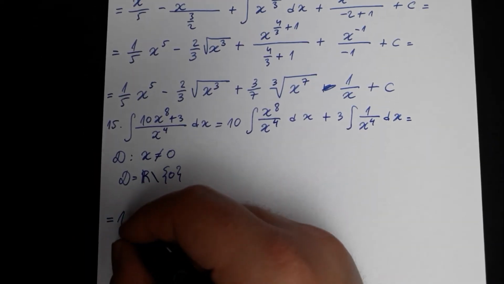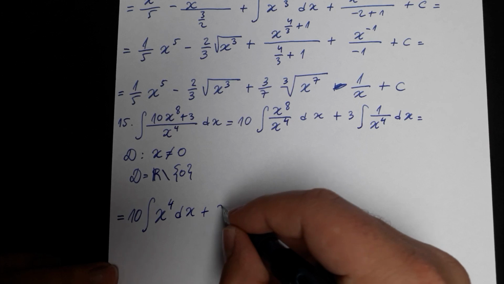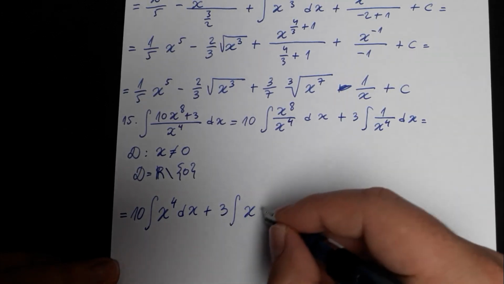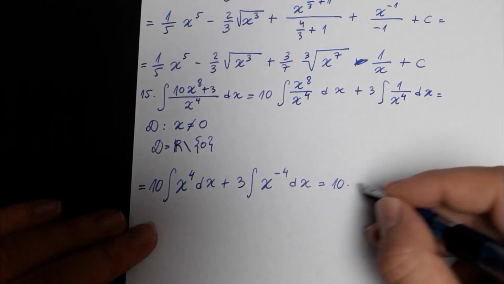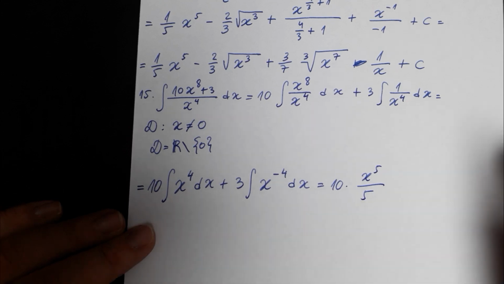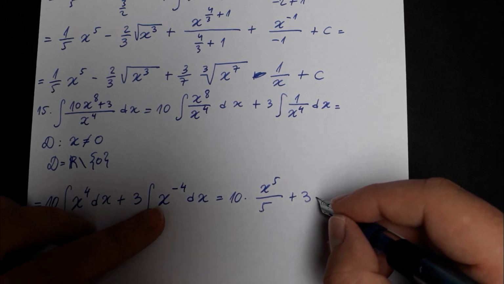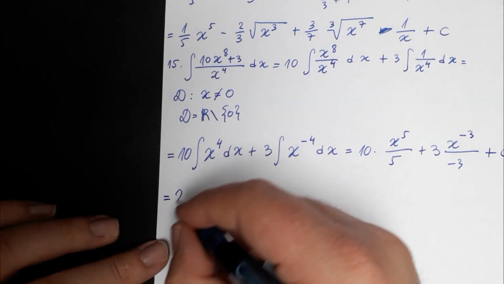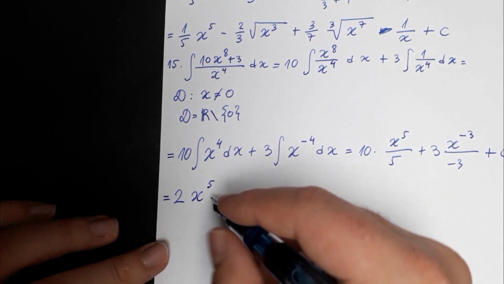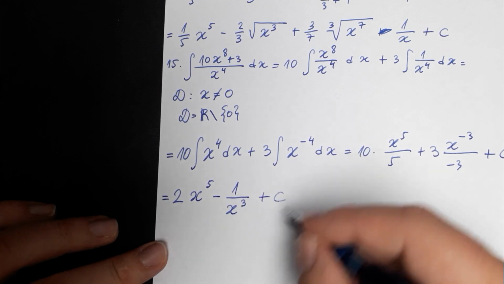This is then equal to 10 integrals of x to the 4th power dx plus 3 integrals of x to the power negative 4 dx. This is equal to 10 times x to the 5th power divided by 5 plus 3 times x to the negative 3 divided by minus 3, plus c, which is finally going to give us 2x to the 5th power minus 1 divided by x cubed plus c.